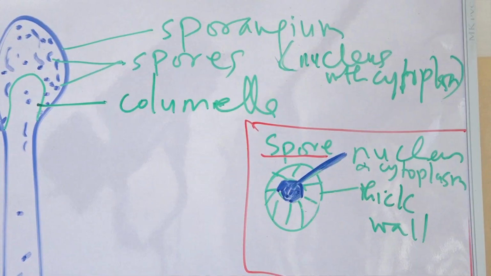Yes, so you have a question on the asexual reproduction, okay? These are the questions. How is the columella different from the sporangium? That's one. Two, what is the function of the columella? Three, why are the spores dispersed by air or wind?